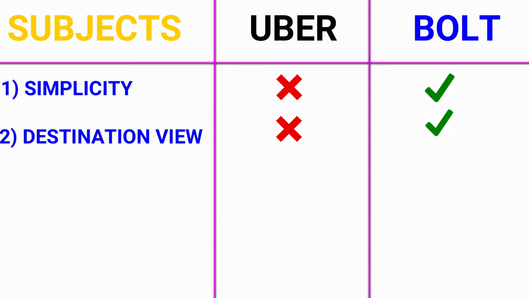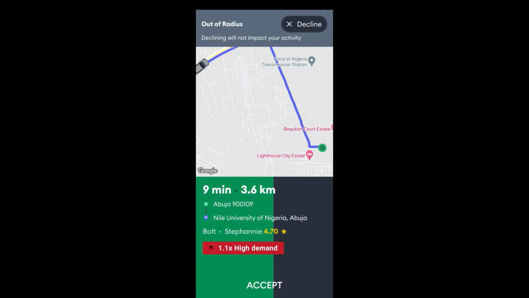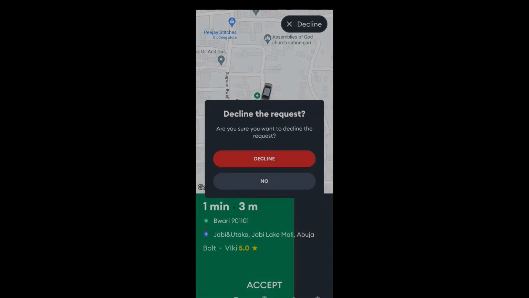Next, we're talking about destination views. Easy. Bolt is taking this one because Uber doesn't show the destination. That's the biggest problem, the biggest downside of the Uber app. It's always important that as a driver, you know where you're taking your customer to. There are some areas you definitely would not want to go. When a person is booking on Bolt, you definitely see the destination. Then you're able to decide, okay, I want this ride or I don't want this ride. Because you should definitely be able to decide where you go and where you don't. You can't just go to every single location.